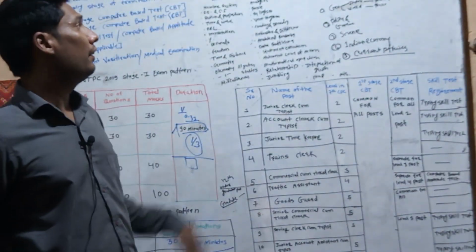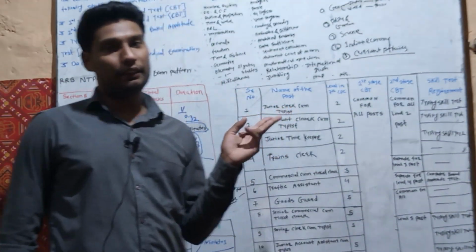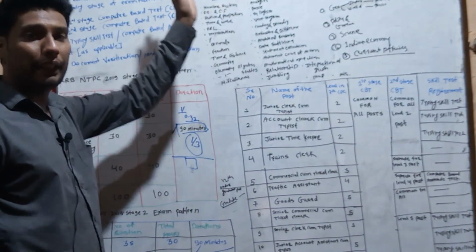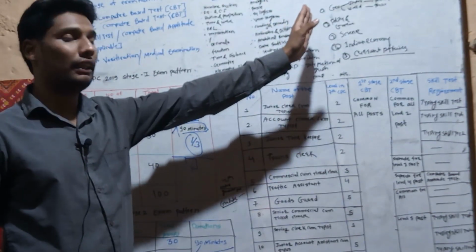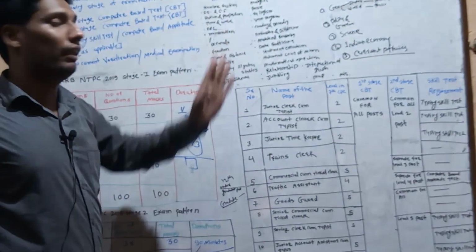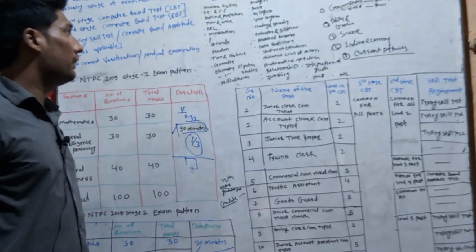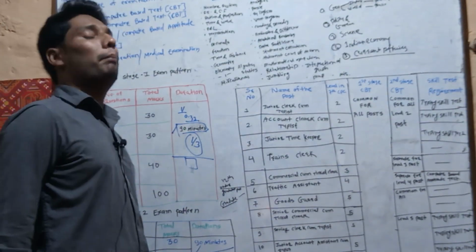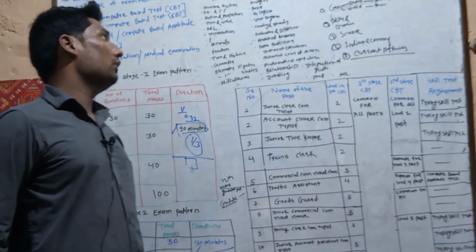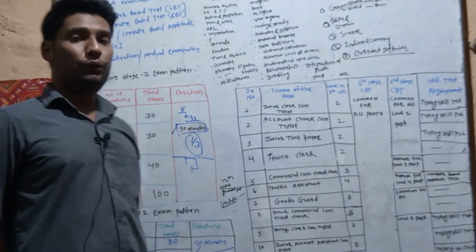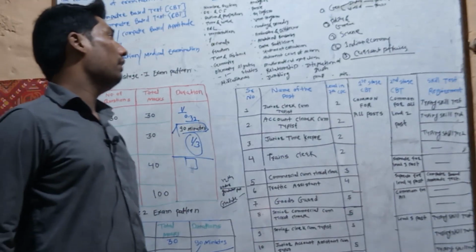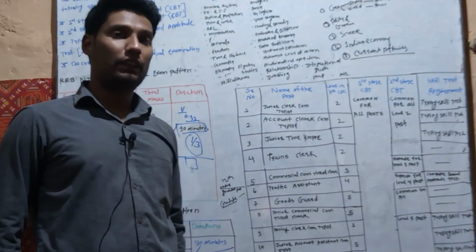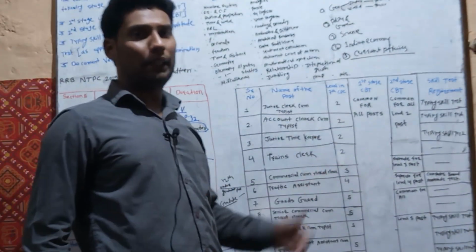The syllabus includes math, general intelligence and reasoning, and also general awareness. Let's discuss one by one. In mathematics there are number system problems, simple interest, compound interest, ratio and proportion, time and work, profit and loss, mensuration, percentage, decimal, fraction, time and distance, geometry, elementary algebra, elementary statistics, and some miscellaneous questions on mathematics.